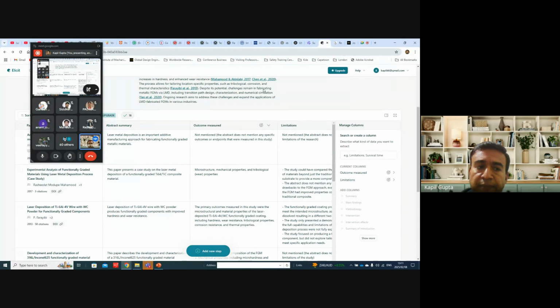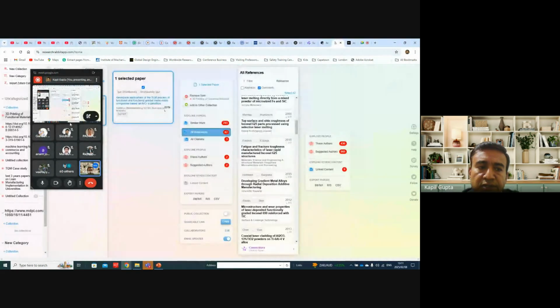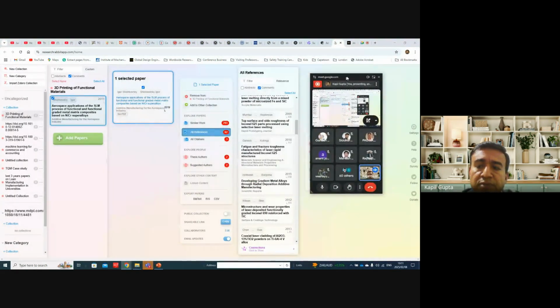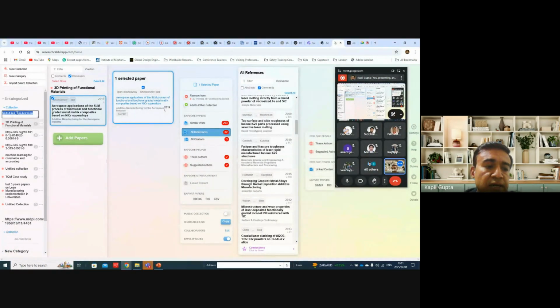Okay, so this is the AI tool Elicit. Now Research Rabbit. Here in Research Rabbit, what you can do is make collections of papers. Like I have made a collection of 3D printing of functional materials. So here, let me make a collection of 3D printing of shape memory alloys.